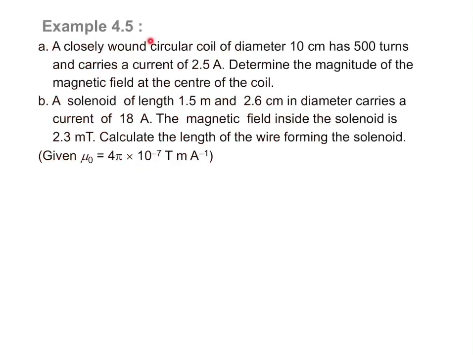Okay, example 4.5, we have a question on a circular coil. The circular coil has diameter 10 centimeters, so this is D. It has 500 turns, which is capital N, and the coil carries a current of 2.5 ampere, so this is I. The question wants us to find the magnitude of the magnetic field at the center of the coil. Okay, so B.